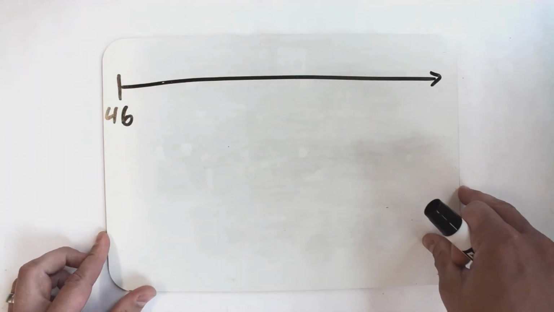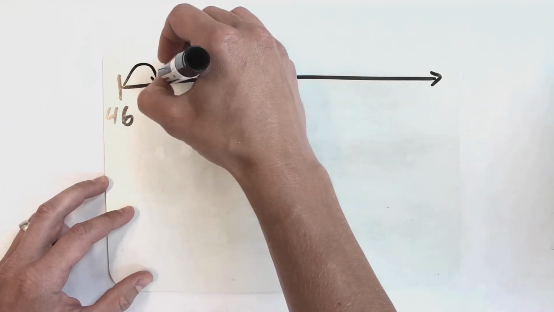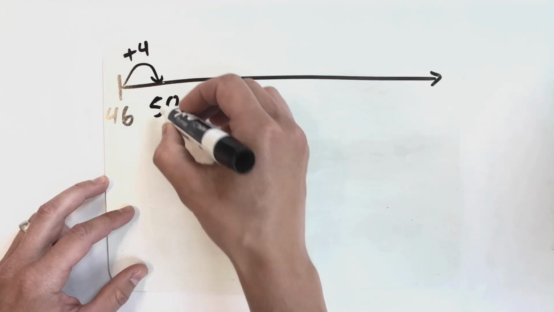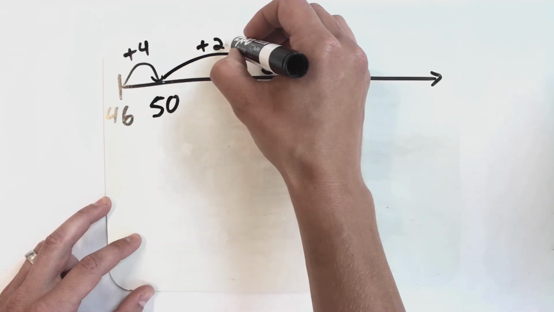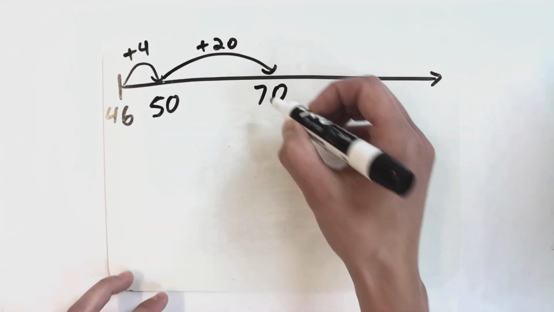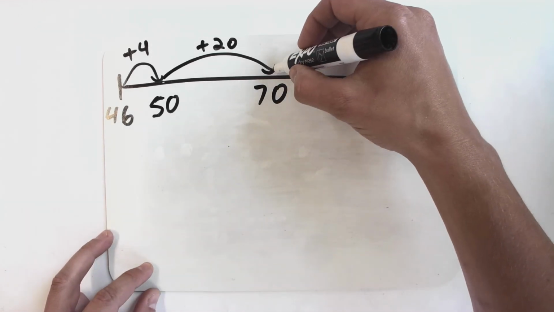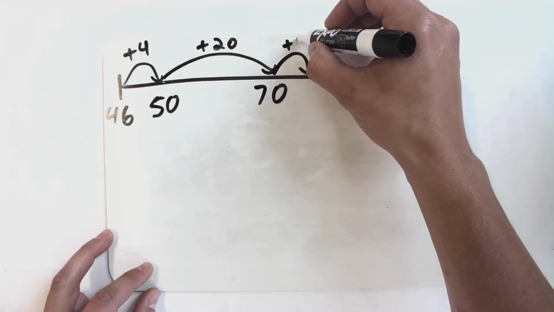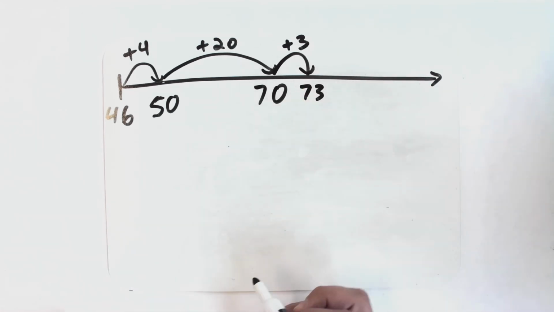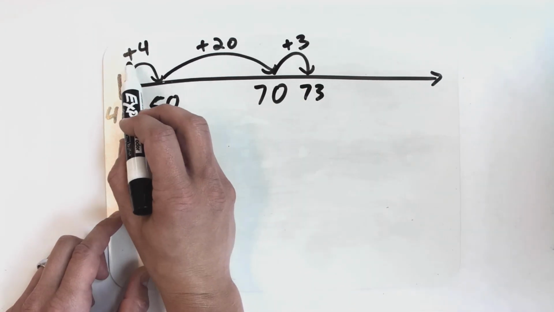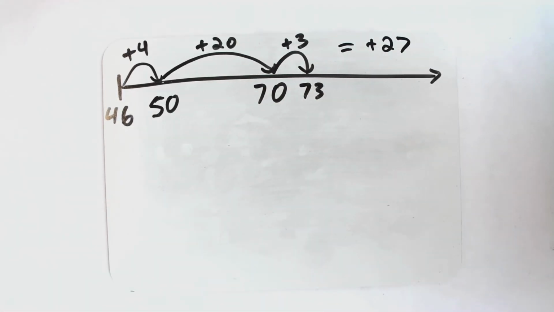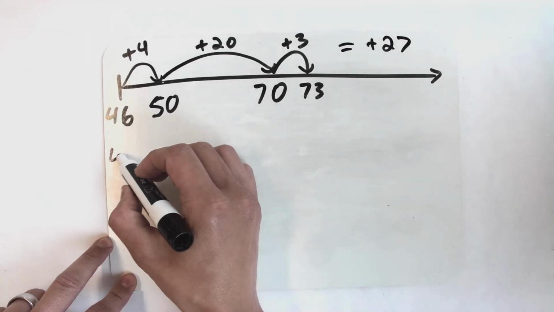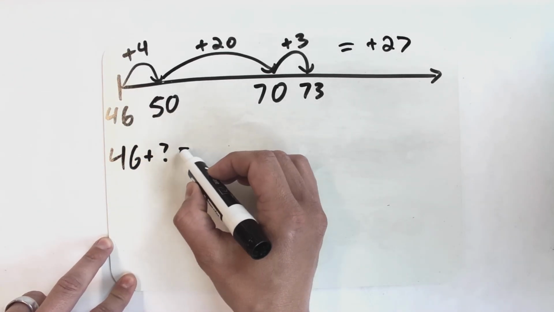Then our number line, the representational model. Again, first what we did, we added 4 to get to a multiple of 10 to get to 50. And we did just 20 all at once in that concrete model, so do that here. We added 20 all at once to get to 70. Again, we need to get to 73. Okay, so from 46 to 73, that difference was 4 plus 20 plus 3. So in total, I added 27.